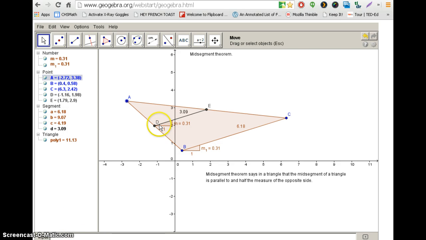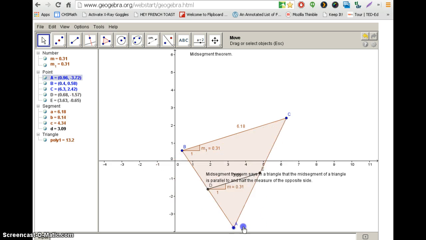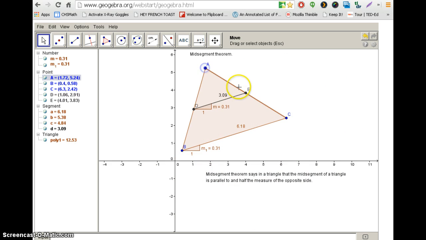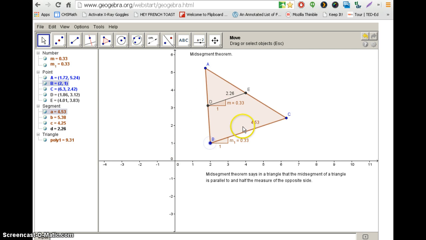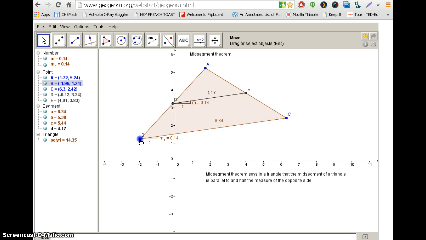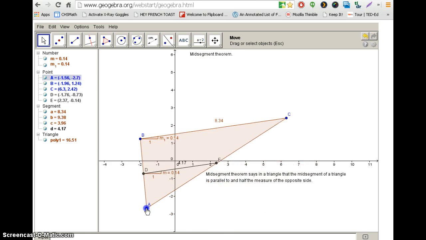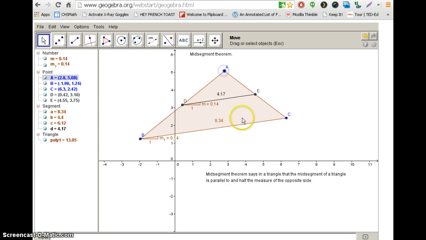So that's the interesting thing. The measure of DE is tied to the measure of BC, and its slope is too as well, no matter how I form that triangle, right? The only thing that will change the measure of that mid-segment, or the slope, is to change its opposite side, right? We get different slopes, but you can see it will not matter where A is. That is so interesting, isn't it?